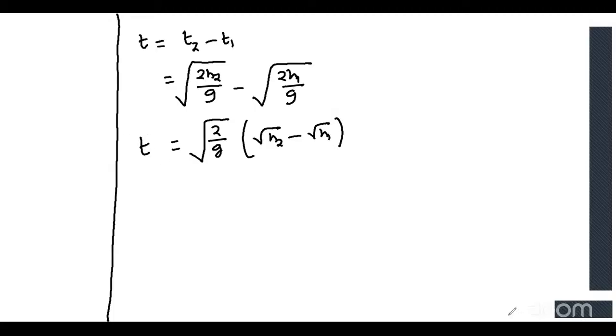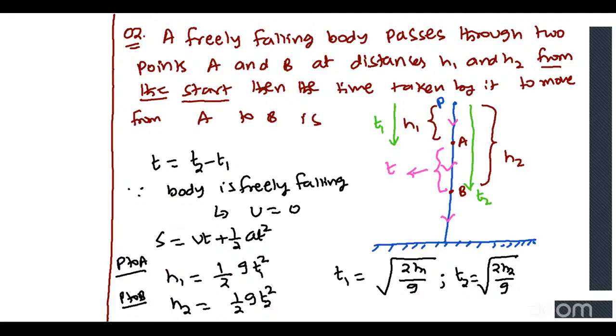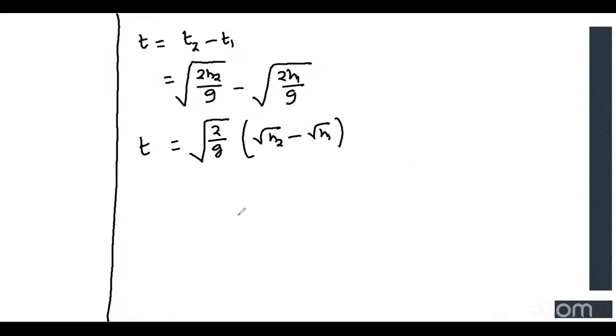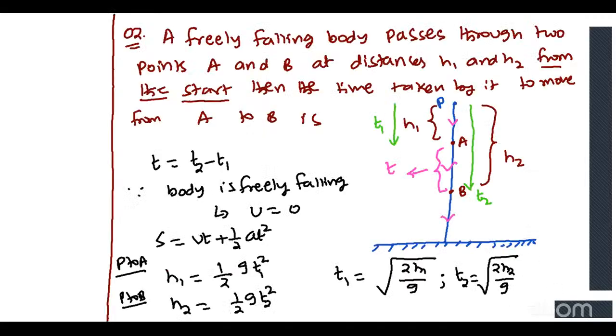From the diagram, among h1 and h2, which value is greater? h2. So here the time is positive only, time will never be negative. That is the second application.